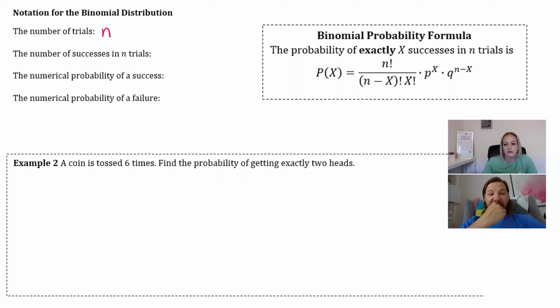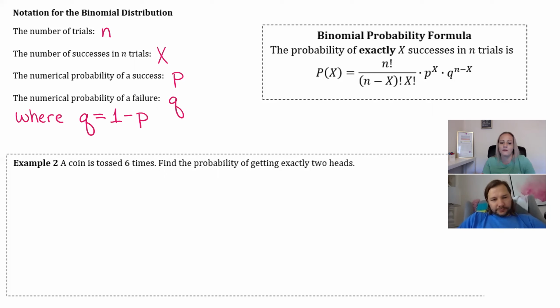So the number of trials is going to be that lowercase n. The number of successes in n trials is your capital X. The probability of getting a success is going to be P. And the notation for the probability of a failure is a lowercase q. Since you only have 2 outcomes, if you know the probability of a success, then to get the probability of a failure, it's just going to be 1 minus that, because we know that the sum of probabilities has to add up to 1. Okay, so let's do an example and we'll practice with the formula there.